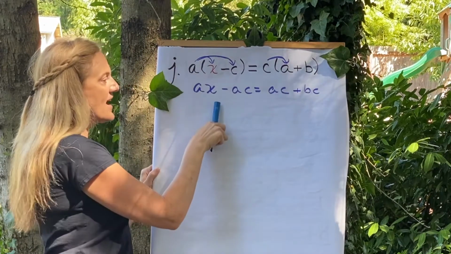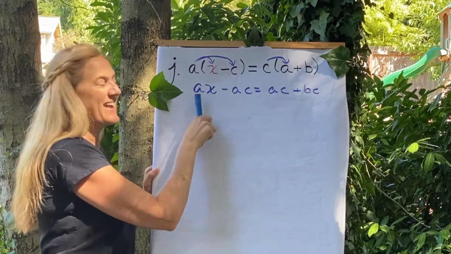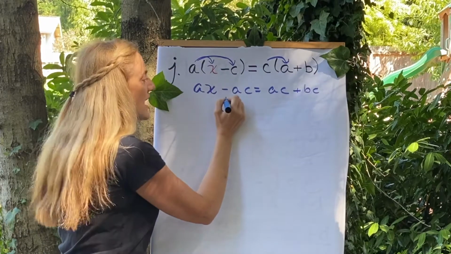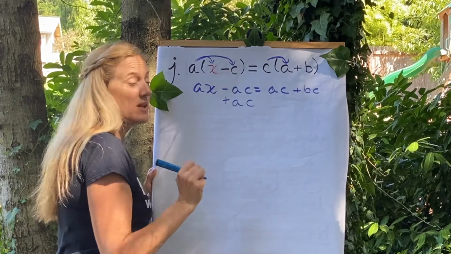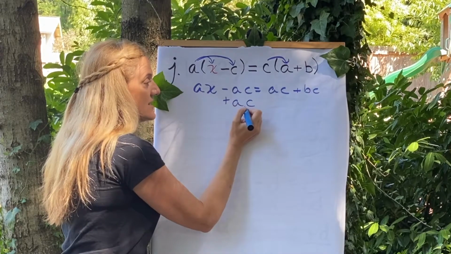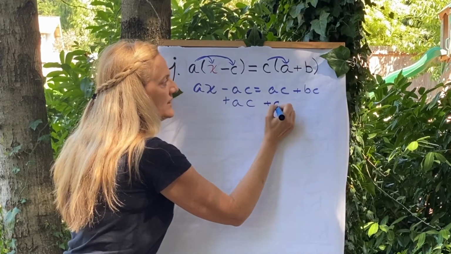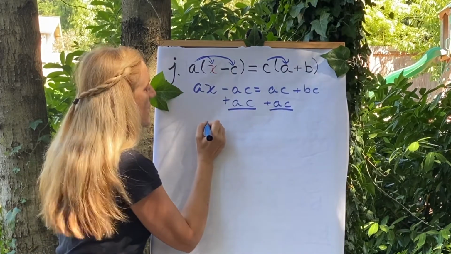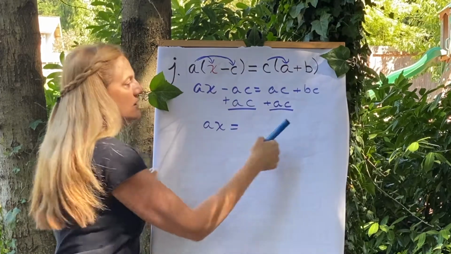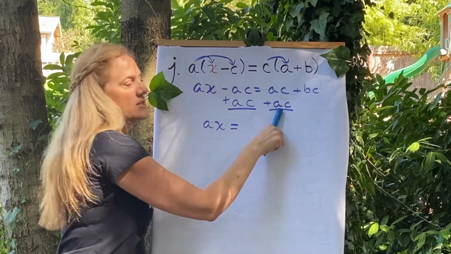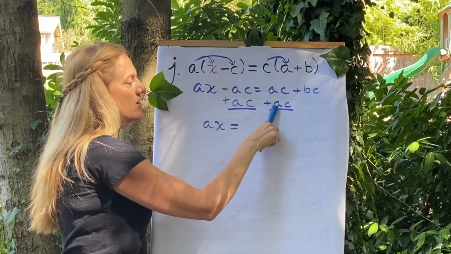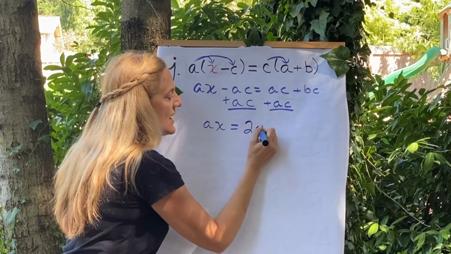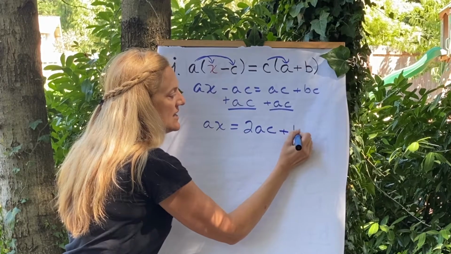All right. Next, I need to get X by itself. I can't undo multiplication before I undo my subtraction. And I'm allowed to just go ahead and use that addition property of equality, plus AC. I have a like term here, so I'm going to write it underneath there. Did you catch that? So AX equals 1AC plus 1AC, same variables raised to the same powers. So it equals 2AC plus BC.